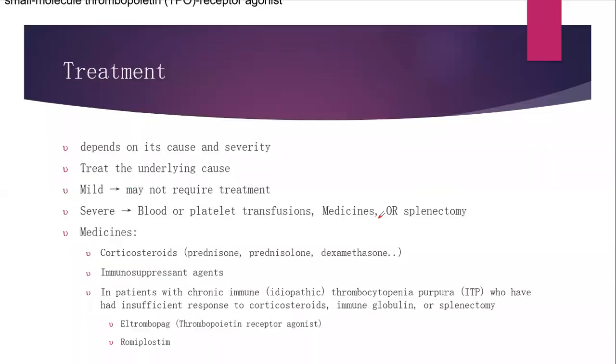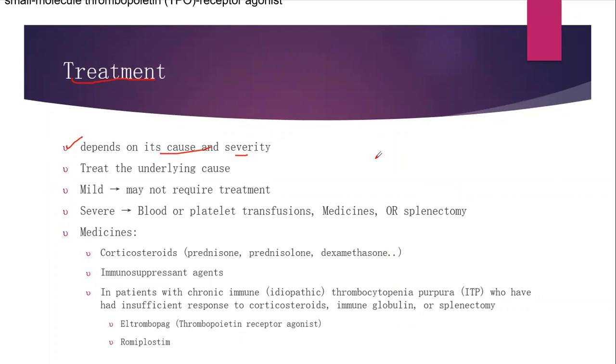Now let's proceed toward the treatment of thrombocytopenia, that is, how we will manage patients with thrombocytopenia. If the platelet count falls below 50,000 per microliter, it may cause a bleeding tendency. So how will we manage those patients? The first point is that it depends on its cause and severity.